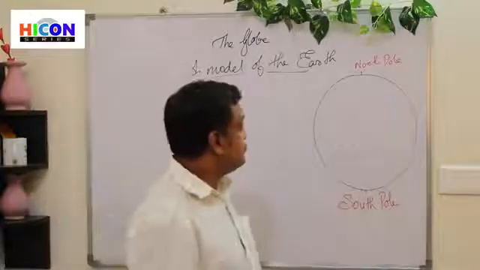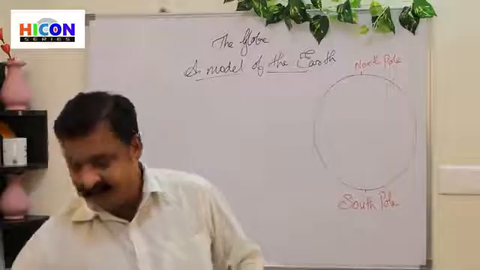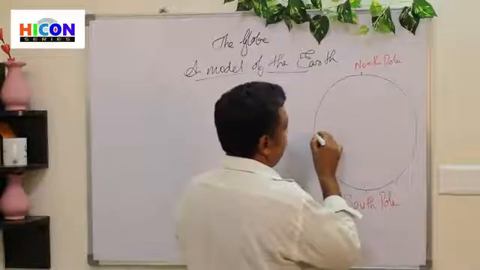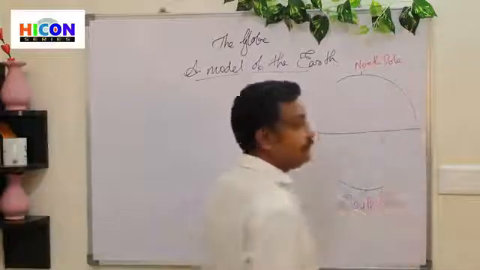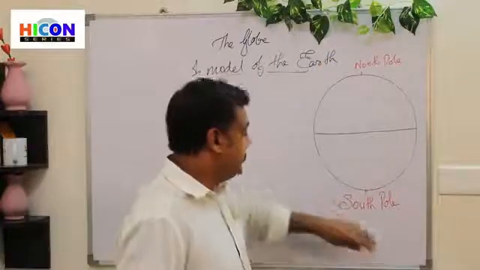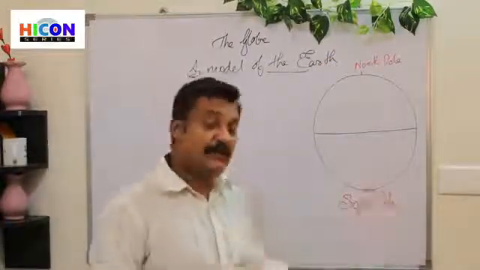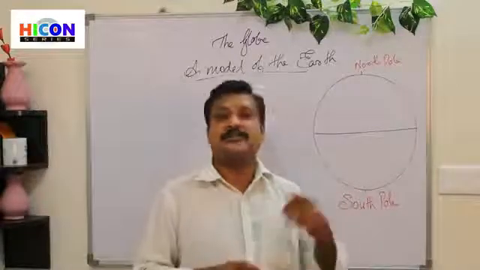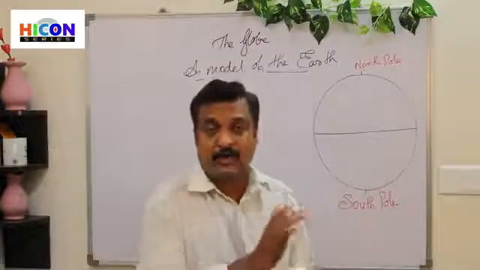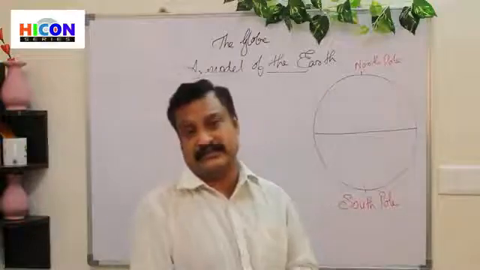There is a line that passes through the center of the Earth. This North Pole is an imaginary point, the South Pole is also an imaginary point, and these are imaginary lines. Imaginary lines means they are not actually there, but when we make a globe or draw a map, we use these kinds of techniques.